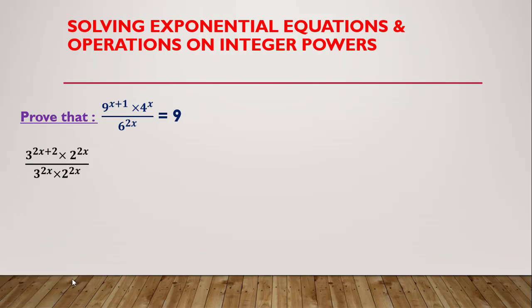Let's clarify it here. I have 9 power x plus 1. I write 3 power 2 instead of 9. So I have 3 power 2 all power x plus 1. Power raised to power, so I'll multiply the power. So it will be 3 power 2x plus 2. And this is 3 power 2x plus 2.